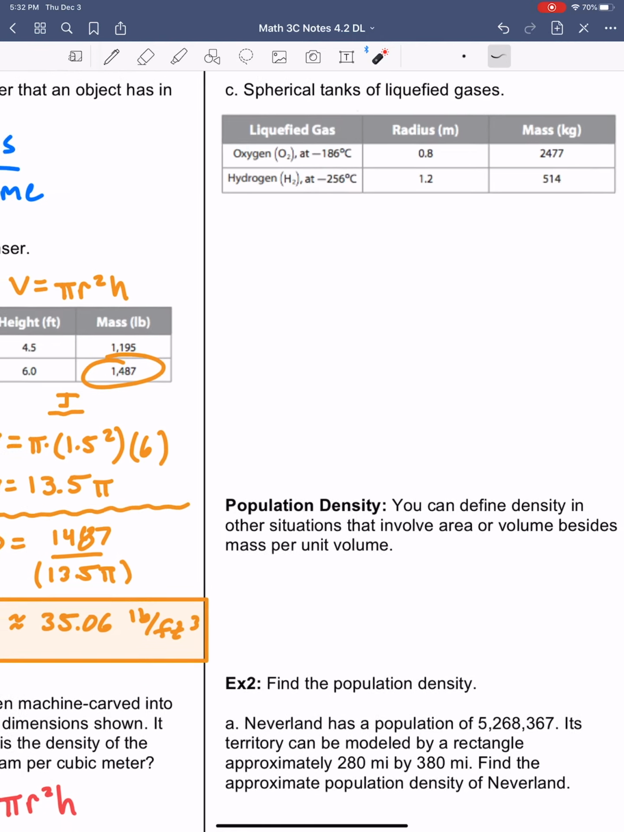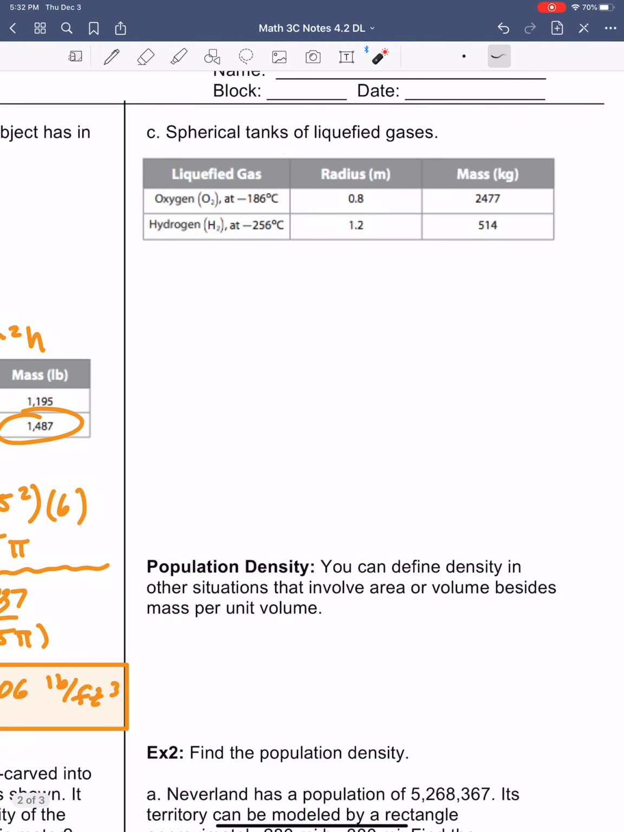Okay, keep it going here. This time we're dealing with spheres, because it says a spherical tank of gas, right? Spheres. So we need to know the volume formula for a sphere, and that formula is going to be V equals 4/3 pi r cubed. Okay, and they give me two different tanks of gas here, so I'm going to find both of them. So I'll start with the volume of the oxygen. So we'll start there. That's going to be V equals 4/3 pi, and then r cubed, the radius they tell me is 0.8.